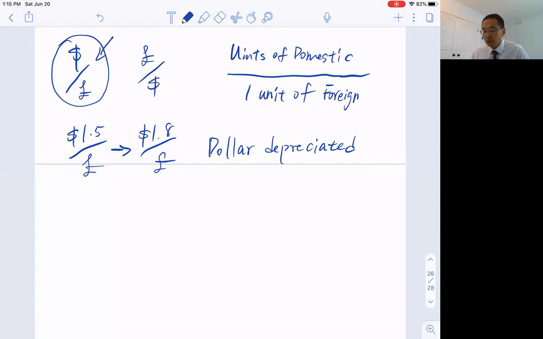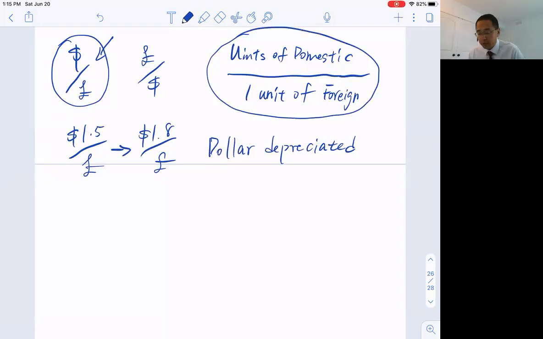So when you use the traditional, most common way of looking at exchange rates, by looking at units of domestic currency per unit of foreign, then when you have an increase in the exchange rate, that means your currency has depreciated. And when you have a decrease in your exchange rate, that's when your currency appreciated. So keep that in mind, and that can be confusing sometimes.